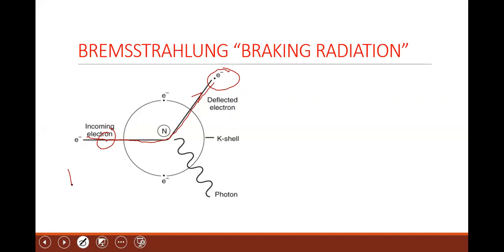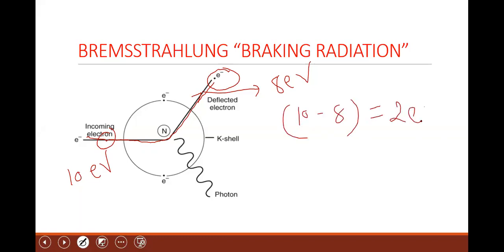For example, here the initial kinetic energy is 10 electron volt. Here the final kinetic energy is 8 electron volt. But accountability is required: where has this 2 electron volt gone? The difference, 10 minus 8, equals 2 electron volt, and it appears as the energy of X-rays. I don't think you understood this.